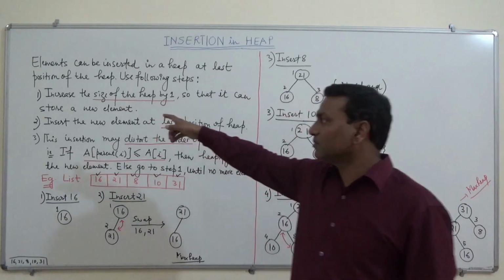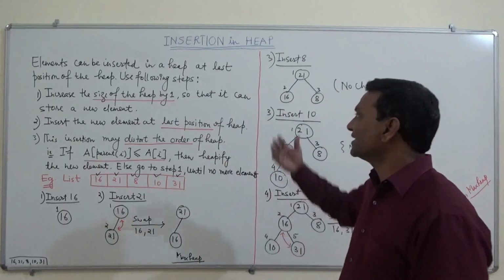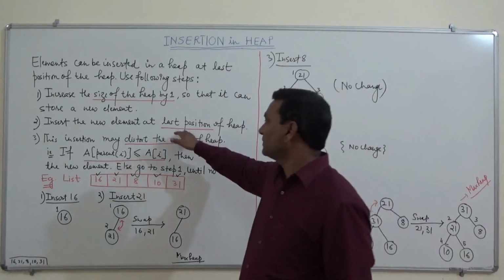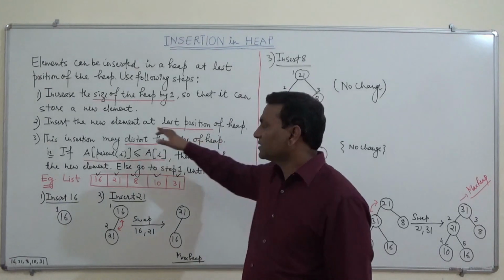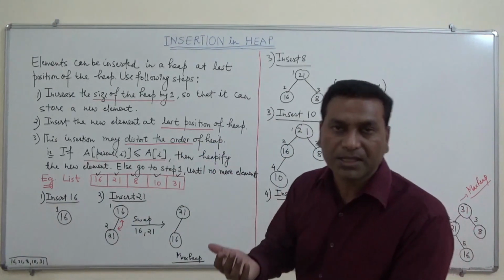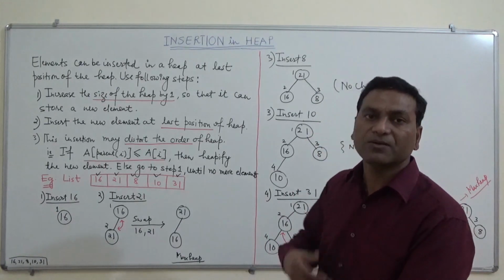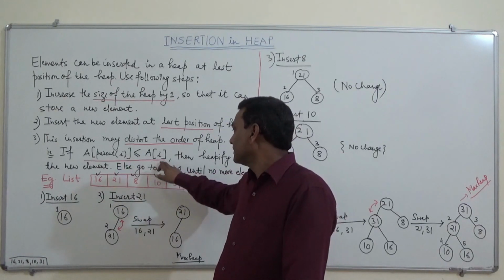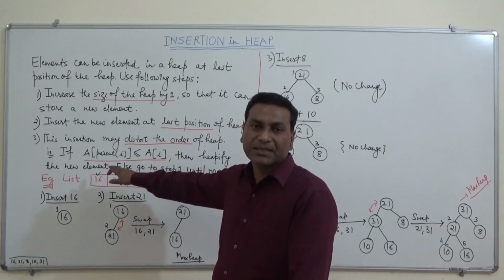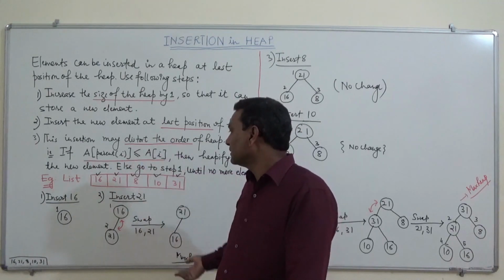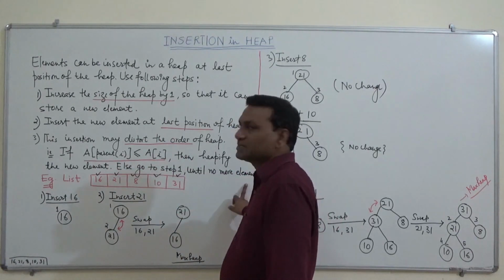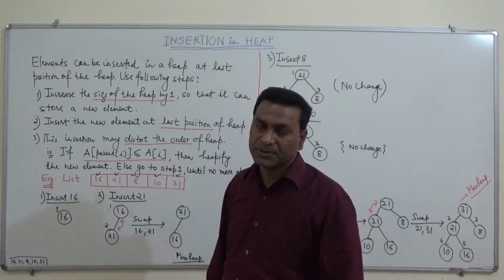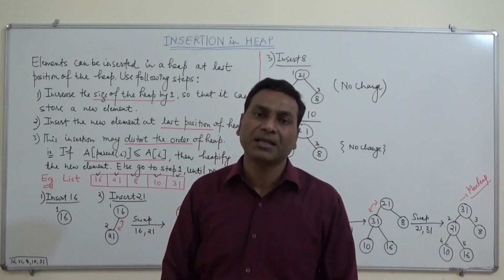First we will increase the size of the heap by 1 so that it can store a new element. As soon as a new element is inserted, we will insert the new element at the last position. As soon as we insert this new element, it will distort the order property of the heap. So we need to restore it. If the value of the parent is less than its child, then heapify the new element, else go to step 1 until no more elements are left to insert. So this is the procedure. In this way we have created a heap. Now we will see the deletion in the heap.